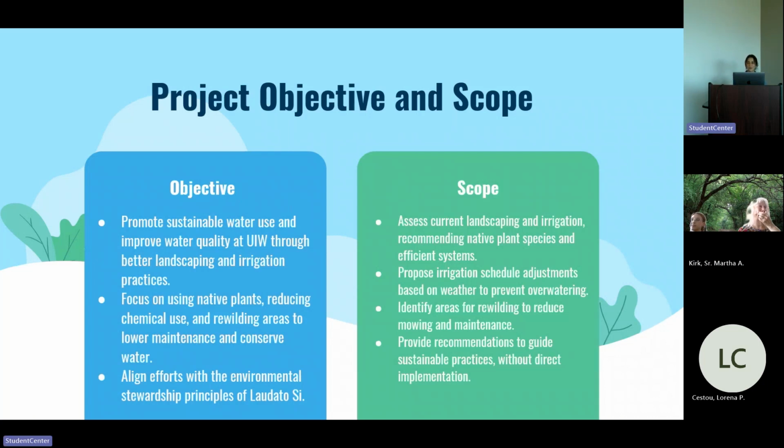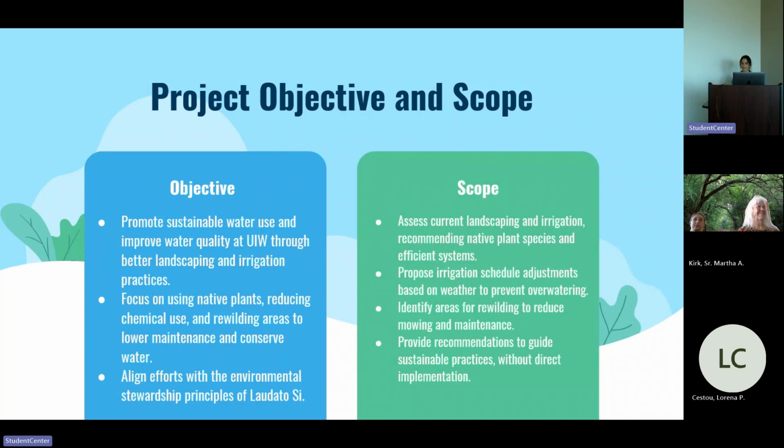Another option is to increase drip irrigation, which we do already have here on campus, especially in the landscaping around the buildings. But we do still have regular spray sprinkler systems, so we could also just consider increasing the amount of drip irrigation that we have. And then on the landscaping side, we can obviously increase the use of native plants so that we decrease our reliance on pesticides and fertilizers. We can also consider rewilding areas, especially areas that aren't heavily trafficked.